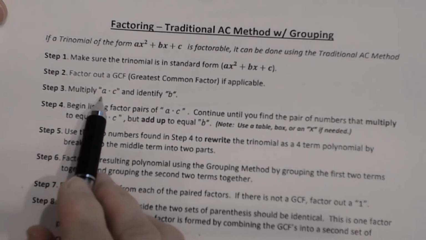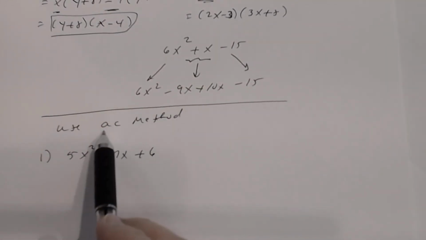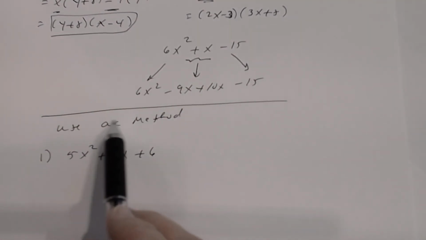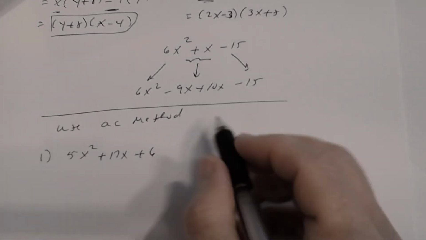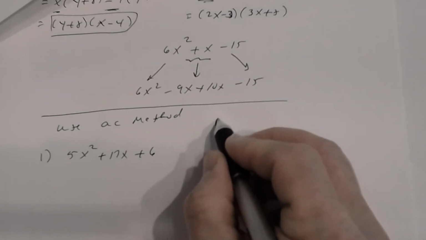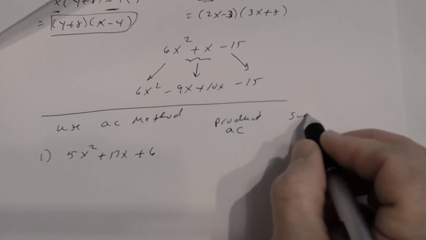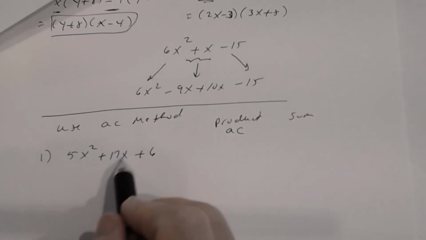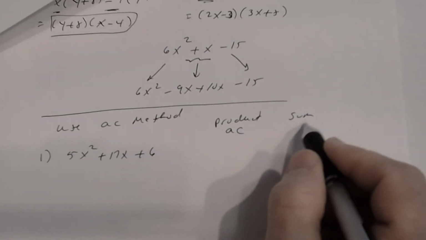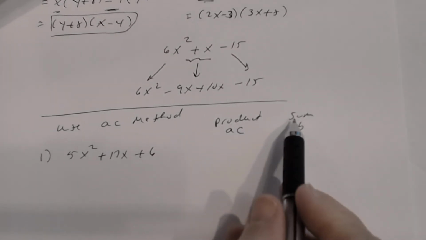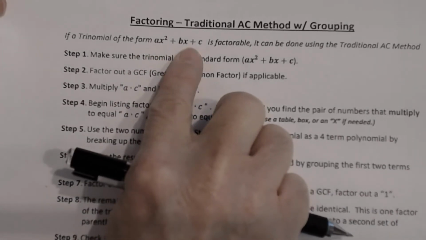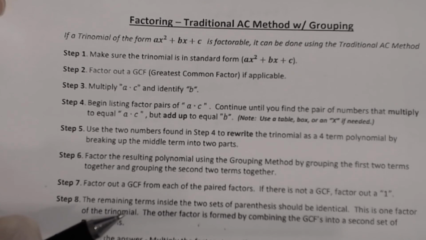All right, so the AC. You see how I have AC right here? That's your product. So A times C, AC method. You're looking at the product, so your product will be A times C, and your sum will be, in this case, B. So your sum is B. All right, so product, sum. When you use the AC method, you're looking at the product of A and C, and the sum is B.